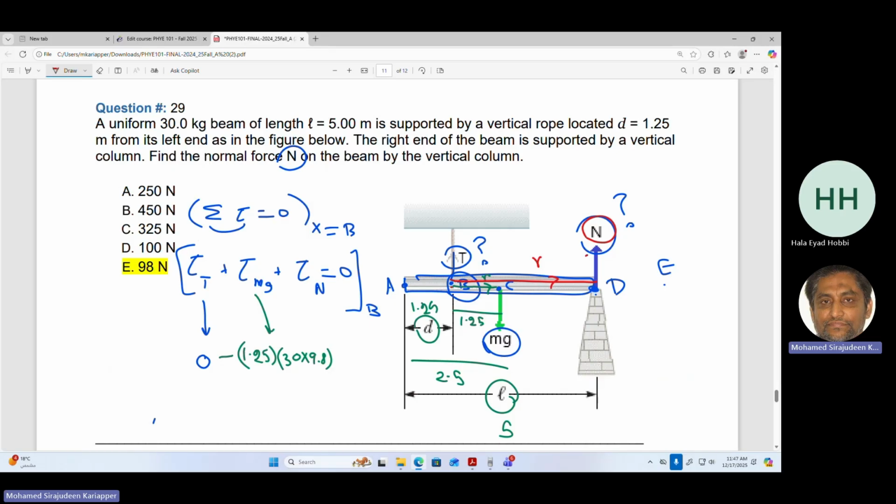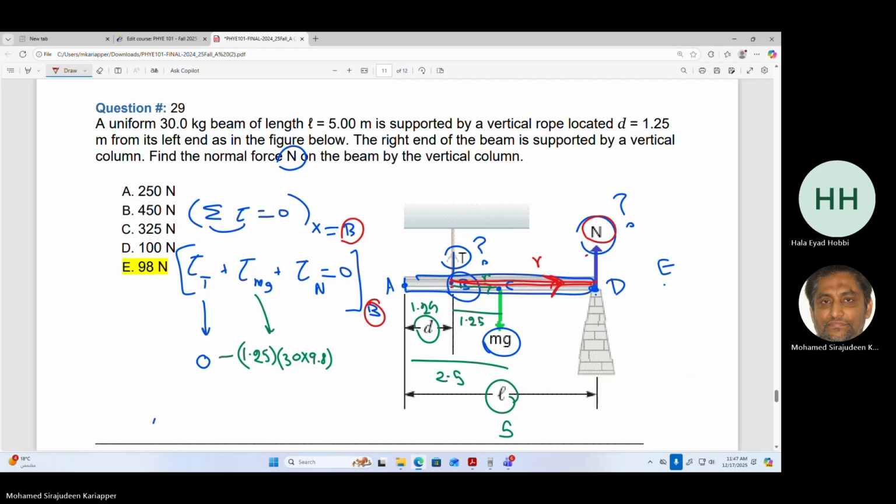Look at the R. You have to get that right, okay? R is not 2.5, not 1.25, not 5, it is all the way to B, right? I'm taking the torque about the point B. So the normal force is here and B is here. So R will be this length. I put it in red. So R will be 5 minus 1.25.